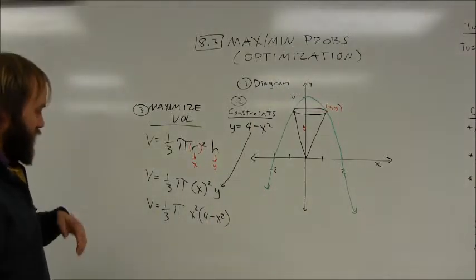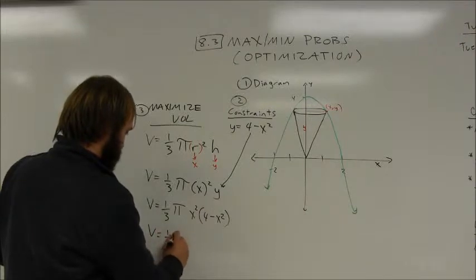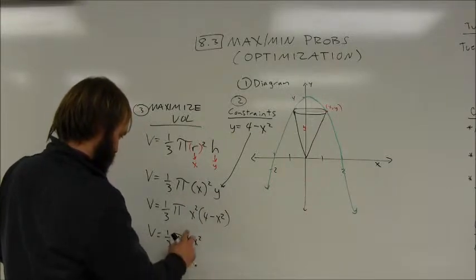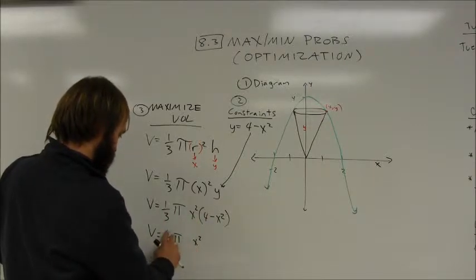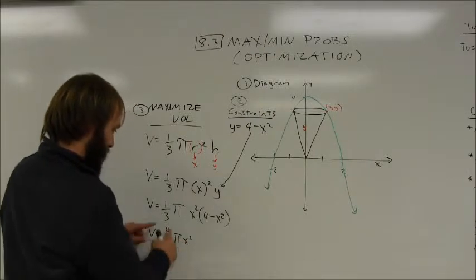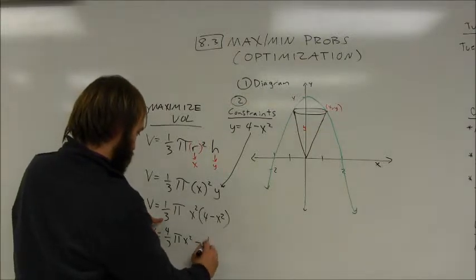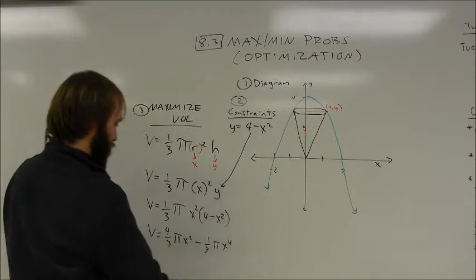And then basically at this point, I might want to do a little simplifying. Volume is equal to 1/3 pi times 4x squared. Actually, we'll multiply all of that times 4. So that'll be 4/3 pi x squared, a little better way to write that. Now I'm going to take the 1/3 pi x squared and multiply it by that. So it'll be minus 1/3 pi x to the 4th.